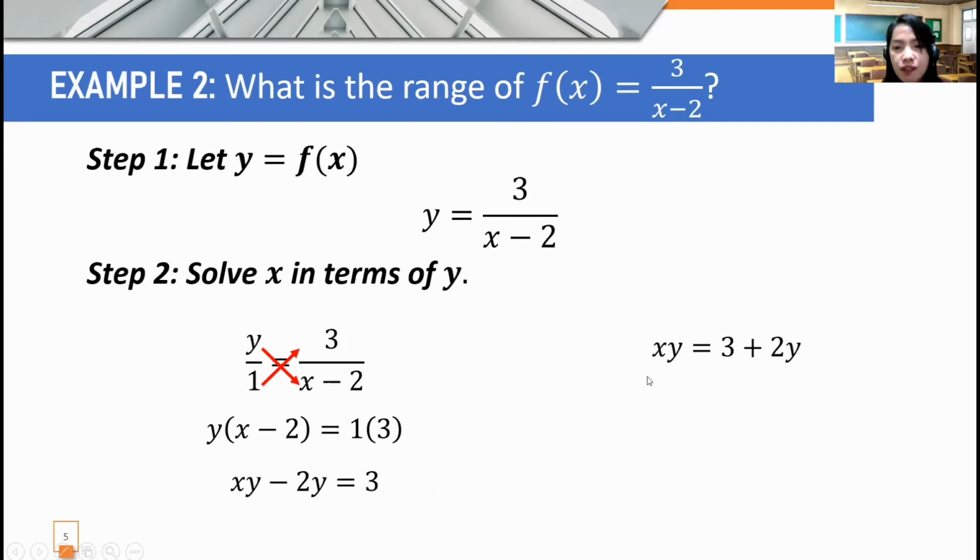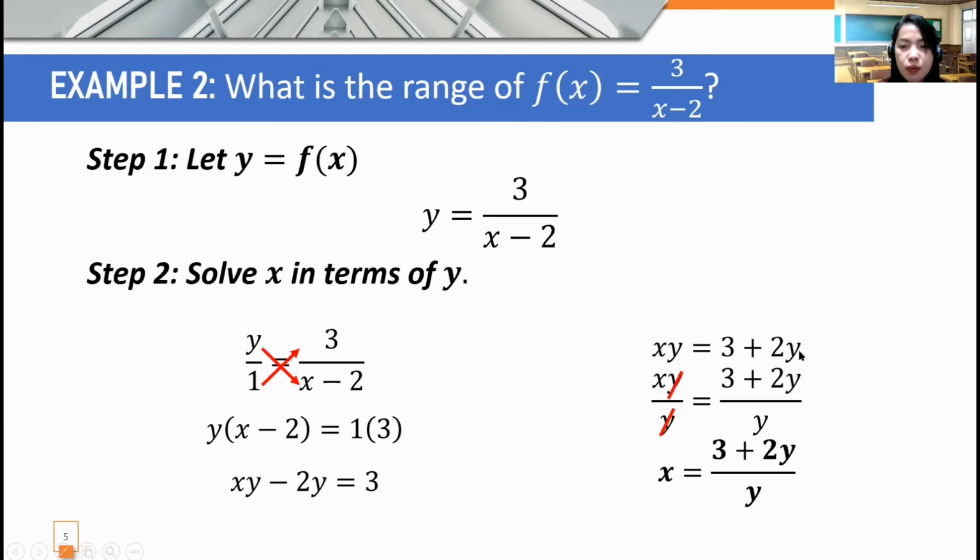Now, on the left side of the equation, we have only a single term, which is xy. We can now divide both sides by y to get the value of x. You may cancel y on the left side since you have y in the numerator and y in the denominator. So, ang natira na lang, we have x. That is equal to 3 plus 2y all over y.